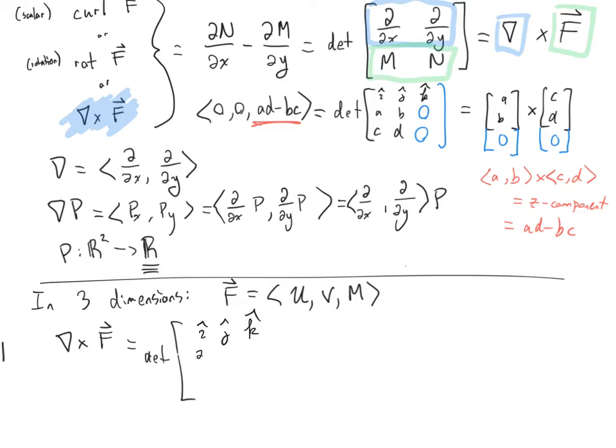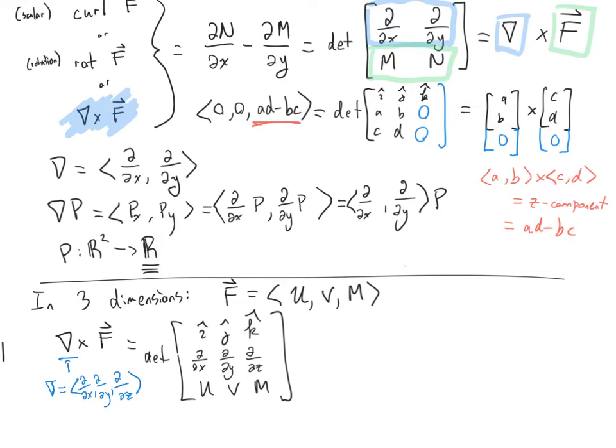It's nabla cross F, so it's d/dx, d/dy, d/dz, u, v, m. And the secret thing that's happening here is that nabla depends on what dimension you're looking at. So nabla here is the vector d/dx, d/dy, d/dz, which is also what it has to be to get gradients in 3 dimensions, because it's taking all of those 3 different partial derivatives.